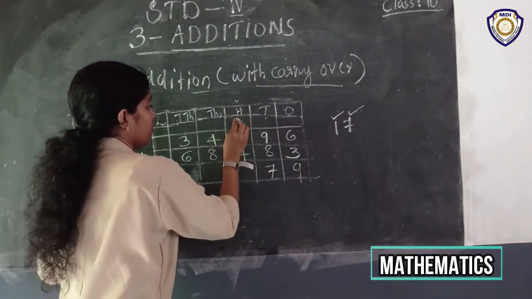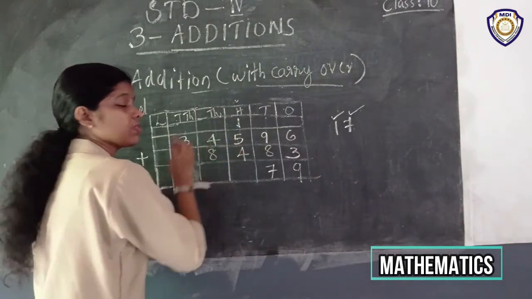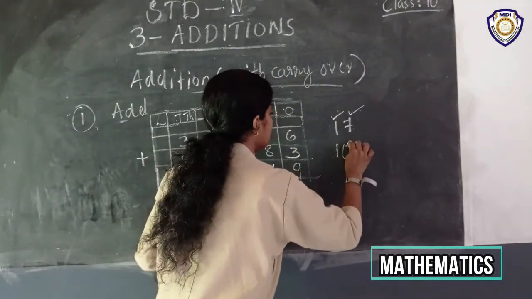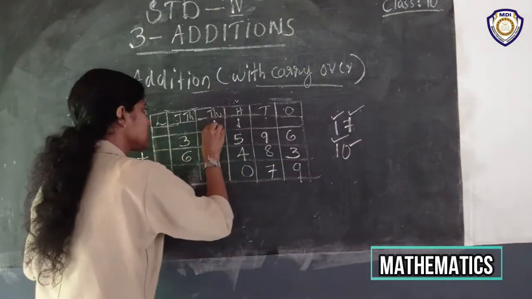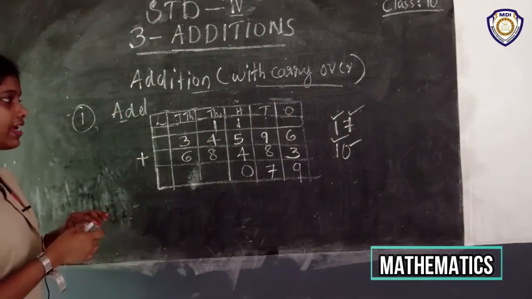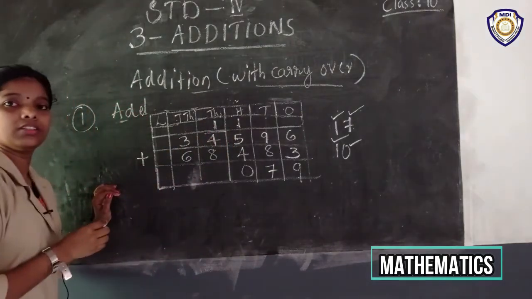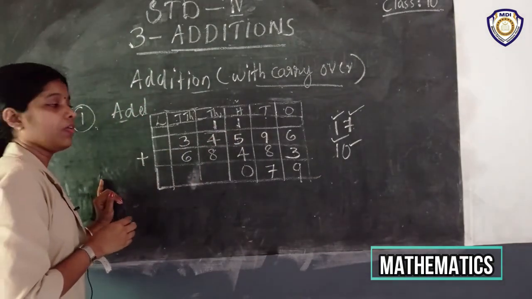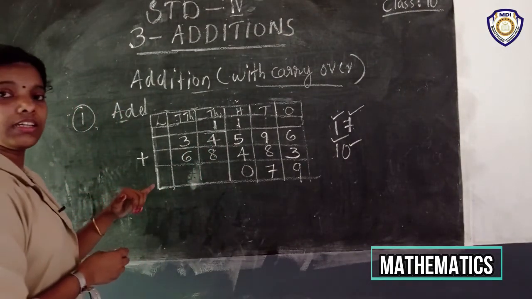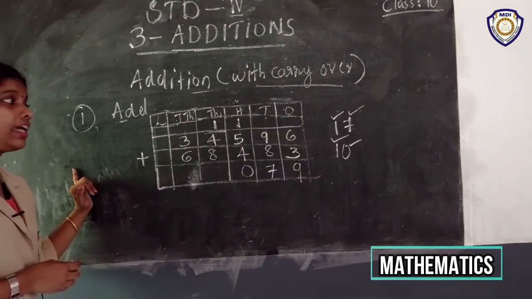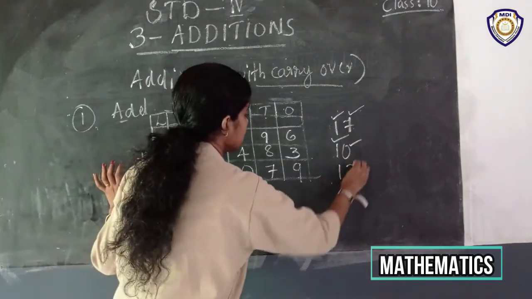Then 1 plus 5, 6. 6 plus 4, 10. Right, 0 is here. Then 1 is carried to the thousands place. Then 1 plus 4, 5. 5 plus 8, 13. Right, 3 is here.